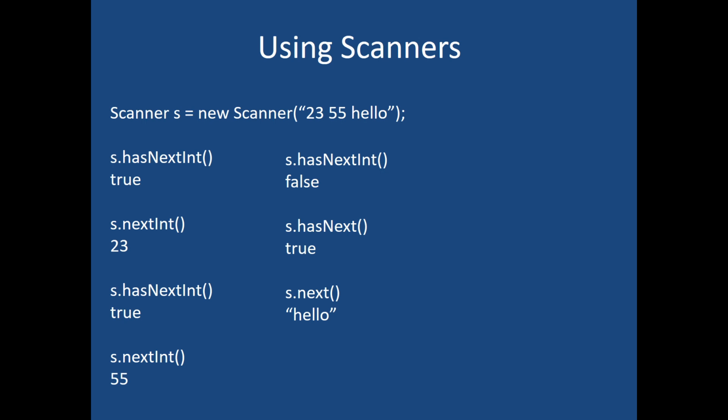Does it have to go from left to right? Yeah, it scans from left to right. There's no way to skip over like the first integer? Well, if you wanted to skip over, you would just say s.next and then ignore what you got.